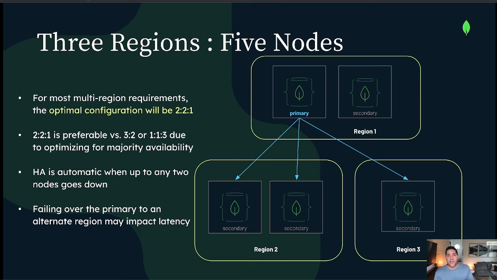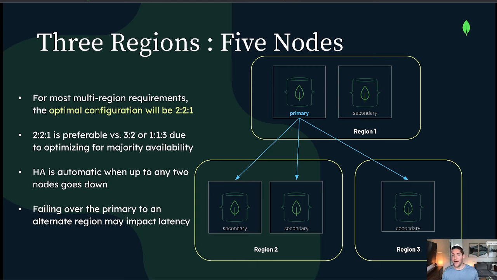So now this architecture here is 3 regions and 5 nodes. And this is probably the most common and the most optimal for general use cases that I've seen that have multi-region requirements. And there's a couple reasons for that. 5 is really kind of the sweet spot where you can guarantee different things like availability, consistency, making maintenance easier, having multiple nodes in a single region. So a variety of factors.